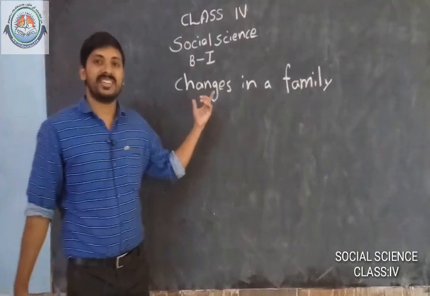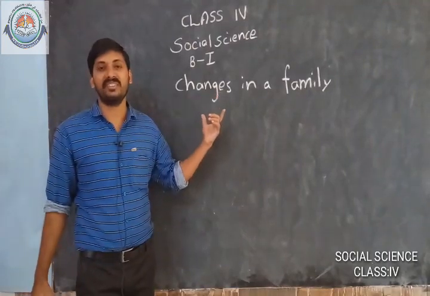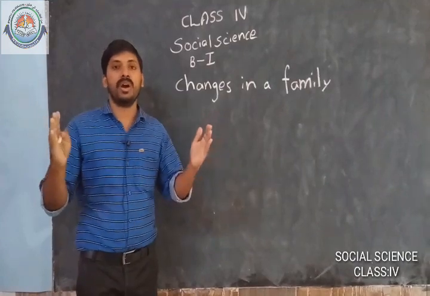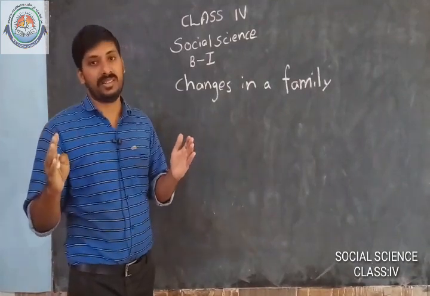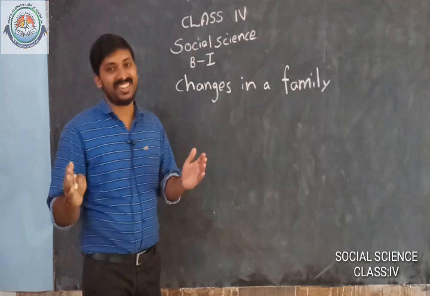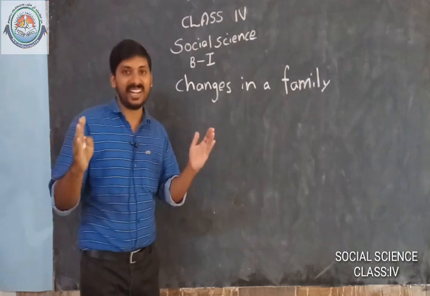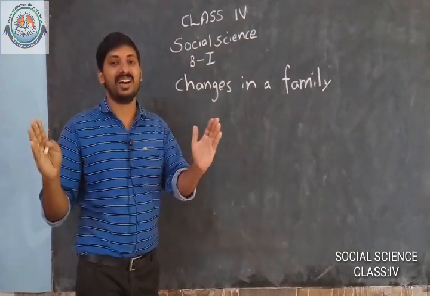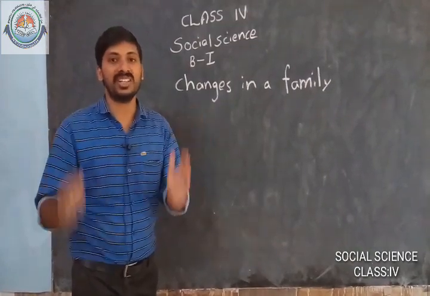All of you know family. We can define a family as a social group of parents and children. Who are in families? Parents and children. You can see parents and children are both living together in a family.